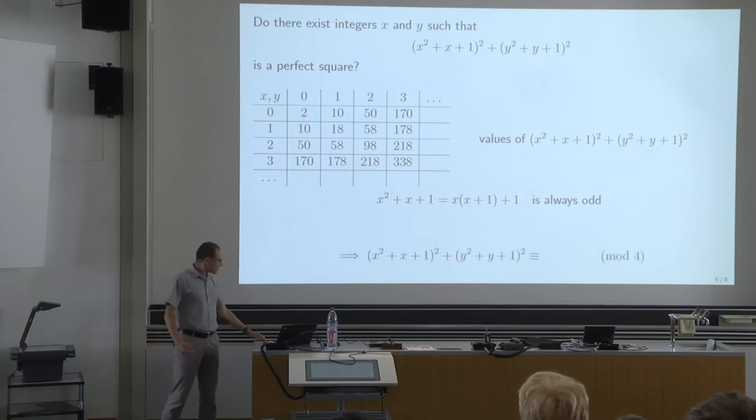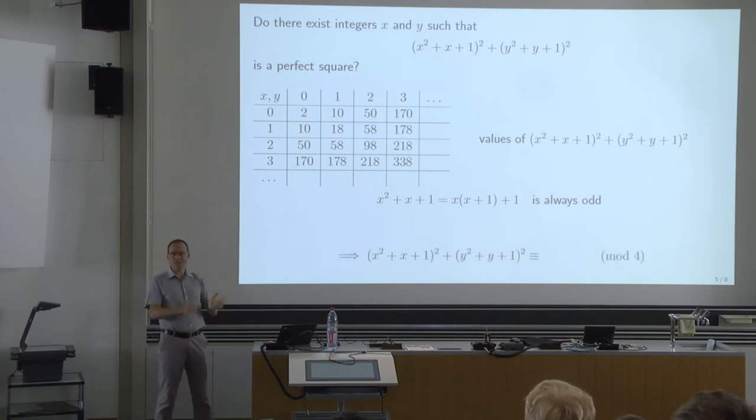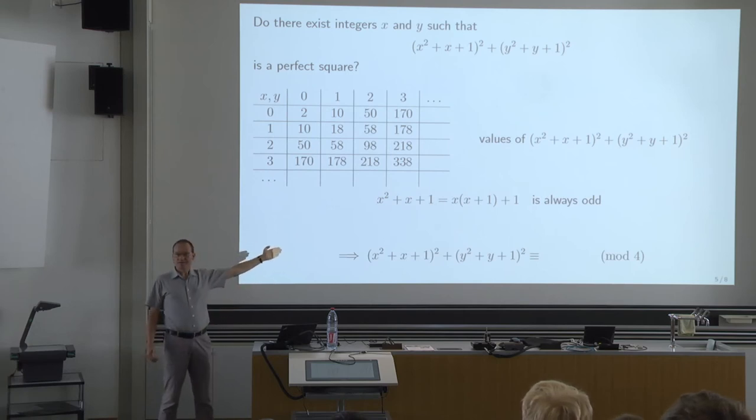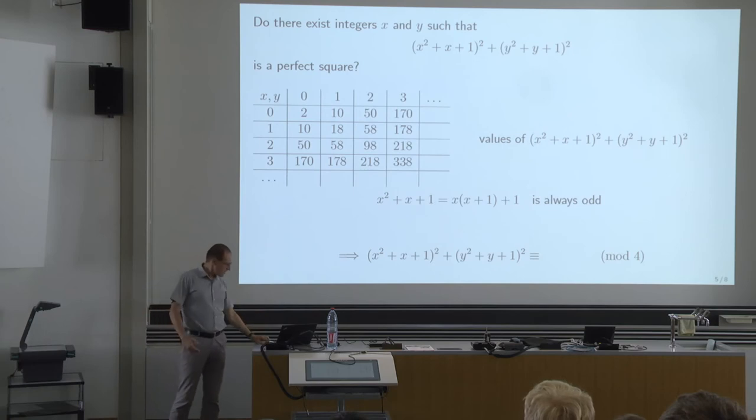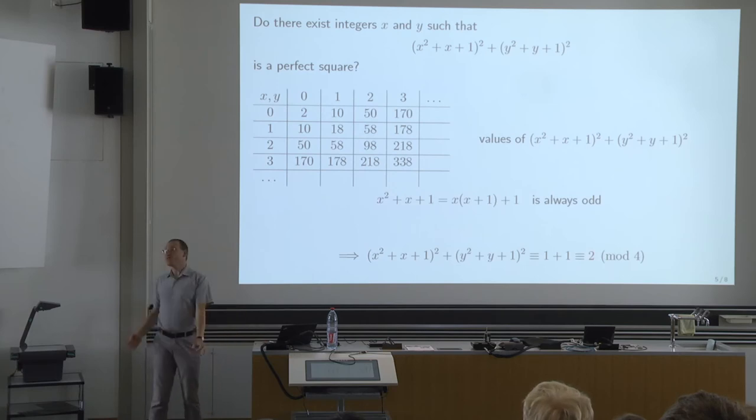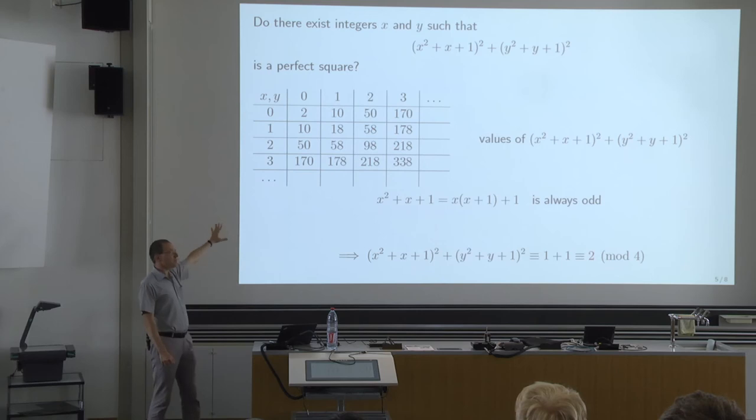And now you can write that your expression, the sum of these two squares, is congruent to: each of them is odd, and the square of an odd integer is congruent to 1 mod 4. So it's 1 plus 1, as you proposed. It's always congruent to 2 mod 4. 2 is a forbidden residue of a square. A square cannot be 2 mod 4, no matter how you try.